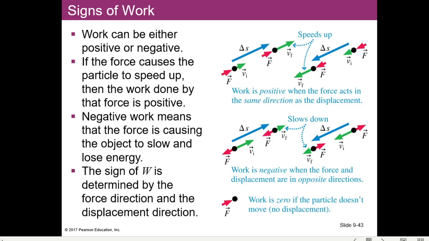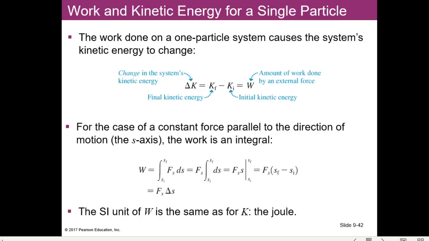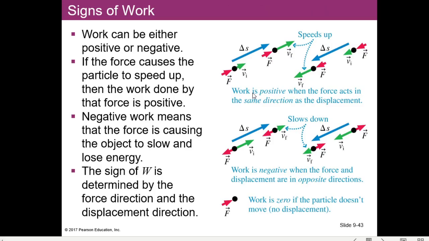That is, the final kinetic energy is bigger than the initial kinetic energy. And remember, delta K is always the final minus the initial. So if final is bigger than initial, this is a positive number, which means the work is positive. On the other hand, if initial is bigger than final, this is going to be a negative number, which must mean that it's slowed down. And you can see that here in the pictures.